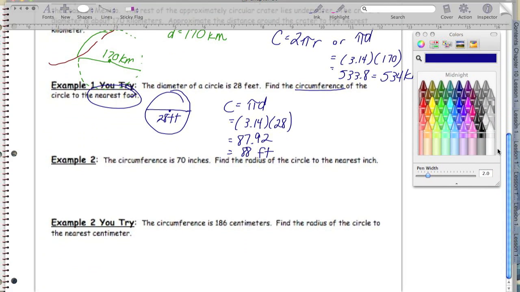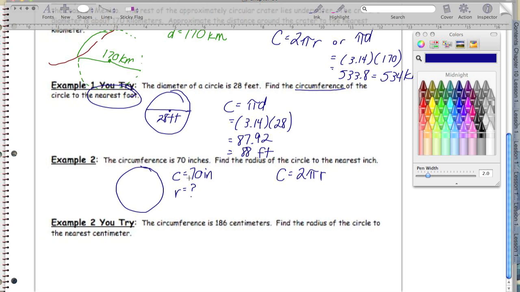All right, let's try example 2. The circumference is 70 inches. Find the radius of the circle to the nearest inch. So here we have a circle, and they're telling us this distance around is 70 inches. They want us to find what the radius is. What is r? So we're going to use circumference equals 2 pi r.